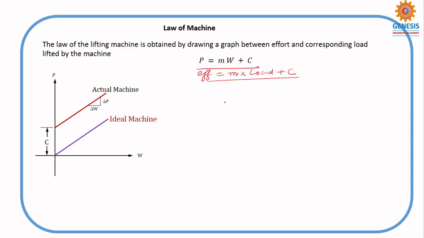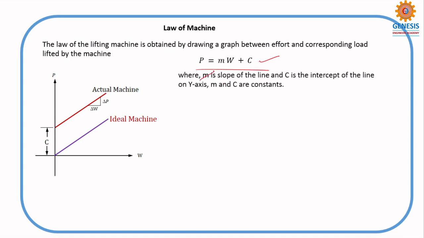Sometimes you will be asked to solve simultaneous equations. Let us understand what is law of machine. Every machine has to follow this one, and it is your duty to obtain this equation. Where m is the slope of the equation and c is the intercept of the line on the y-axis, and these m and c are constants.